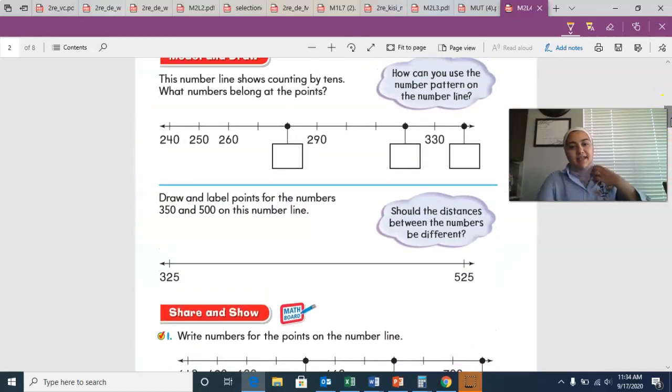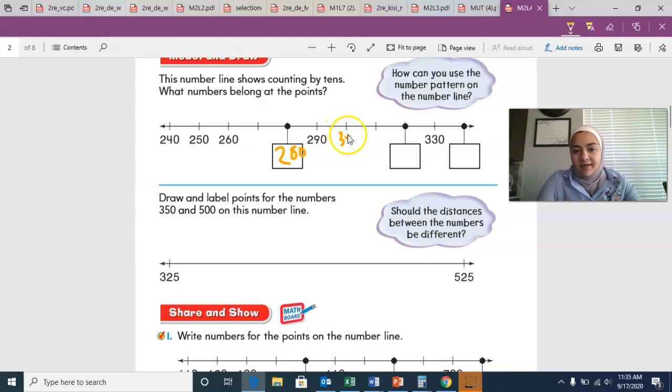This number line shows counting by tens. What numbers belong at the point? So you're counting by tens. Well, Ms. Yusuf, this isn't 10, this is 240. You're just adding 10 to that first number each time. So if this is 240, this would be 250, 260. What comes after 60? 70, 270, and then what? 280. Very good, 280. And then if this is 280, this is 290, and then what?